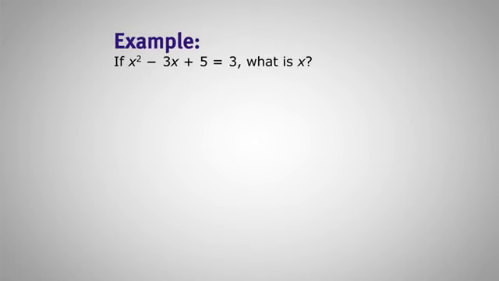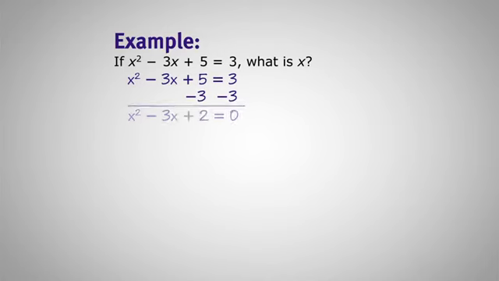Now let's take a look at an example so that we can see how to solve a quadratic equation for x. Our example reads, if x squared minus 3x plus 5 is equal to 3, what is x? Our first step is to set that quadratic equation equal to 0. We'll do that by subtracting 3 from both sides, giving us x squared minus 3x plus 2 is equal to 0.